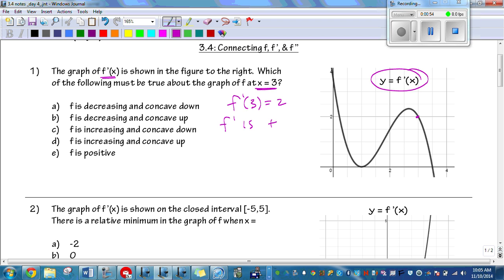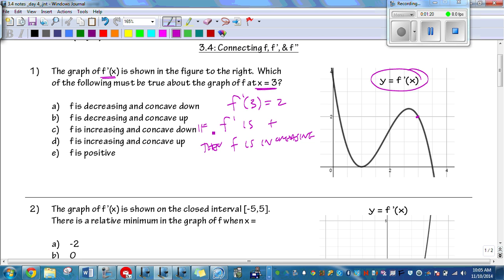Well, wrong type of derivative. That would be if the second derivative was positive, right? We're talking about the first derivative here. First derivative is positive, then f is increasing. Right? So if the first derivative of f is positive, then f is increasing.